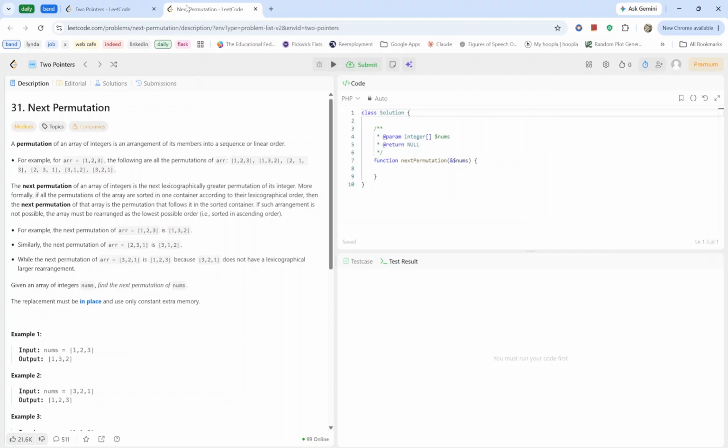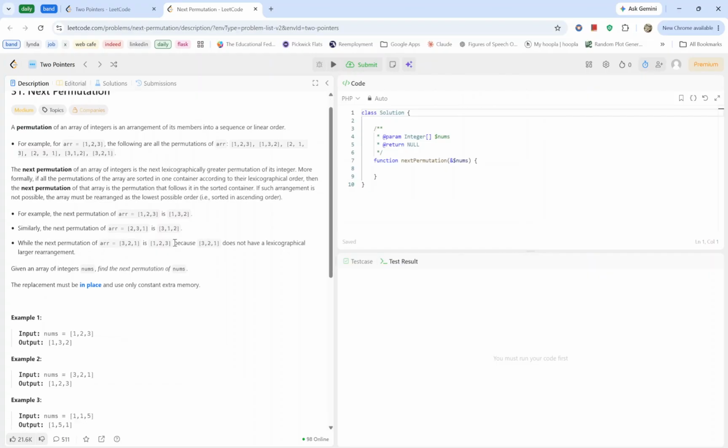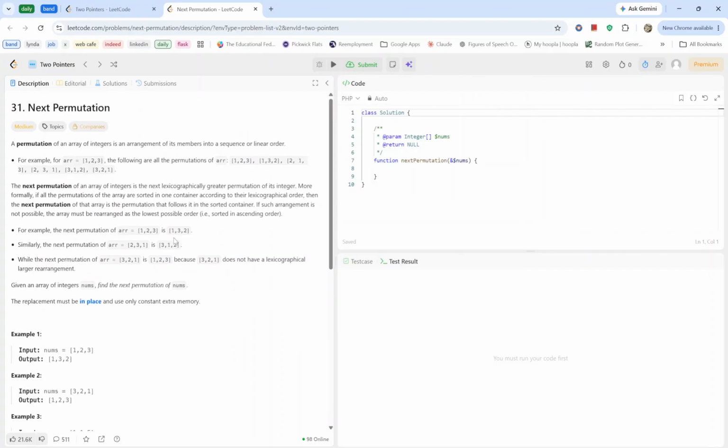But let me stop talking and just start getting into permutation. So here's the plan. I'm going to try to do this for 15 or 20 minutes. If I can't figure it out in 15 or 20 minutes, I'm just going to look up the solution. Great. So let me read the question.